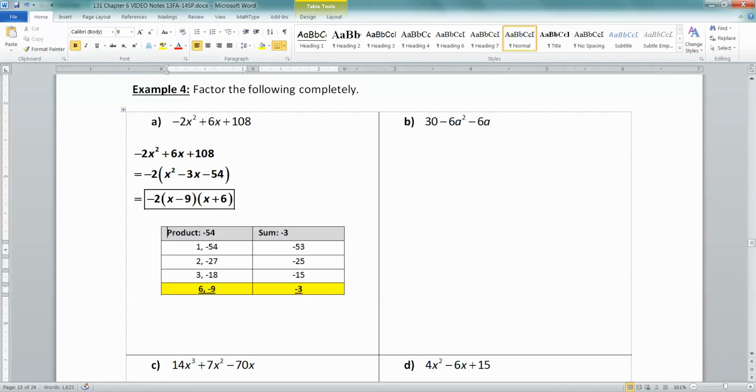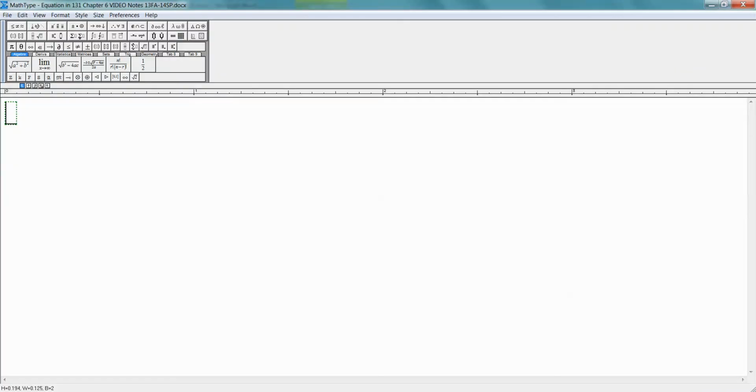I'm just going to make this smaller so we can fit it on the screen. Okay, next one. Oh, Lord. Well, I don't like the fact that this is completely out of order. That's not a good start. I want the a squared in front, and then the a, and then the number. That's the order we like to go in. So let's rearrange it and go negative 6a squared minus 6a plus 30.